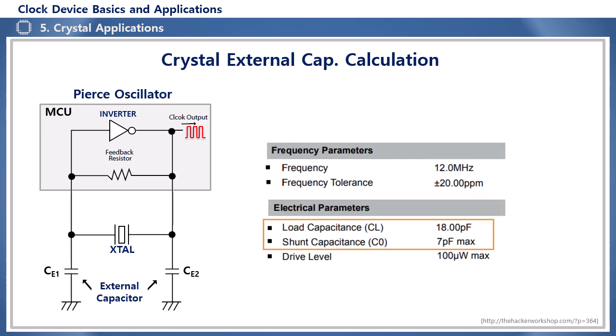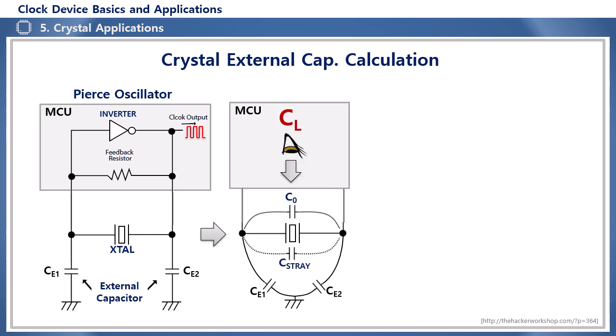Then how do we determine the value of the external capacitor connected across the crystal? The crystal datasheet provides the load capacitance, CL, and the shunt capacitance, C0. The capacitance value of the externally connected capacitor can be determined based on the CL and C0 values on the datasheet. The equivalent capacitance when looking at both ends of the crystal from the MCU side is called the load capacitance CL.